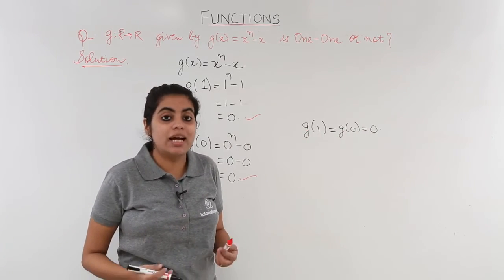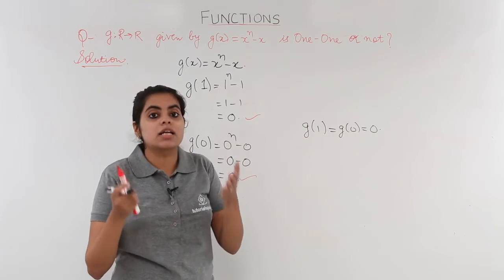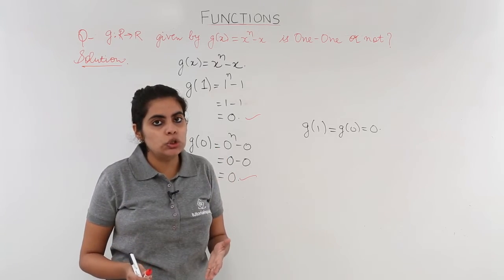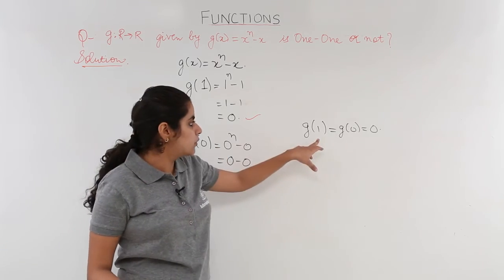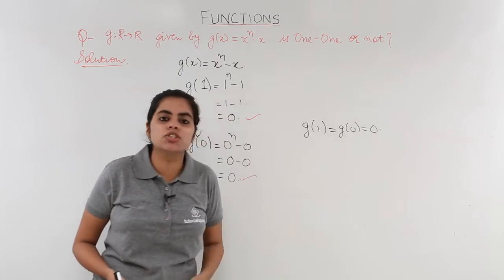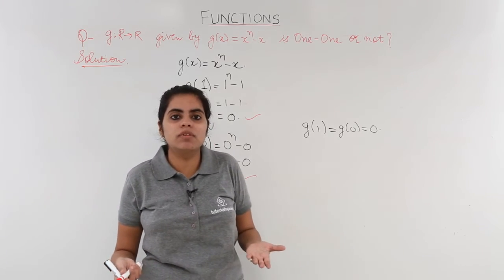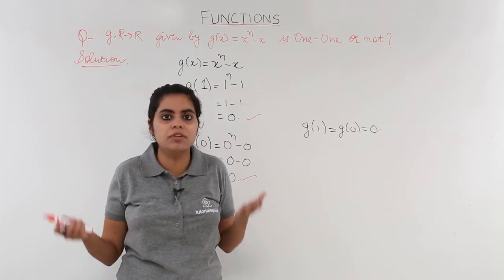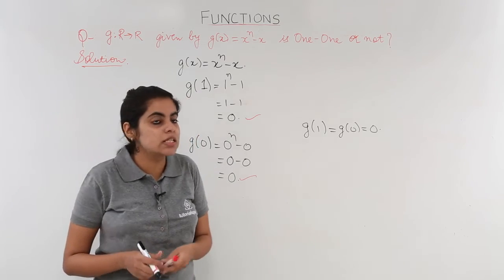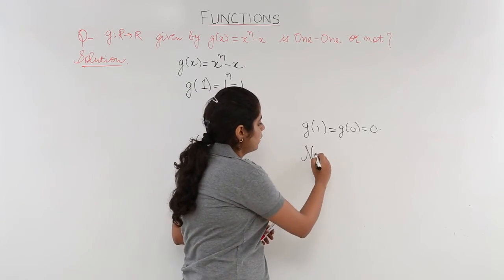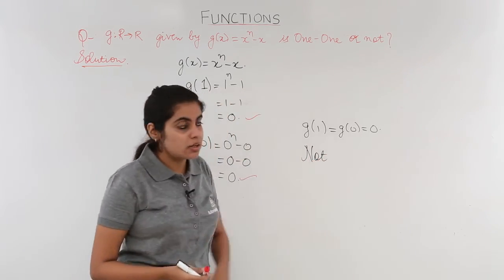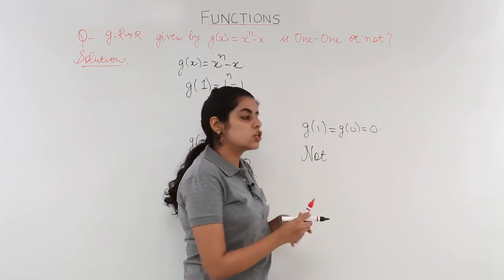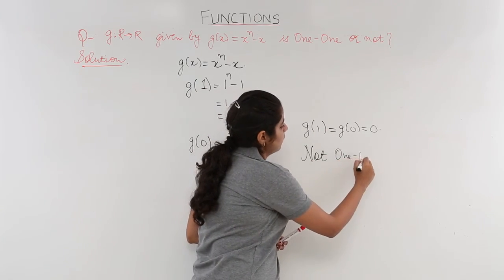That means what? That means there are the same images for different elements. You took different elements but you got the same image. How can it be 1-1 then? Because different elements should have different images, but it is not the case. So this is not a 1-1 function. We were asked whether it is 1-1 or not, so it is not 1-1.